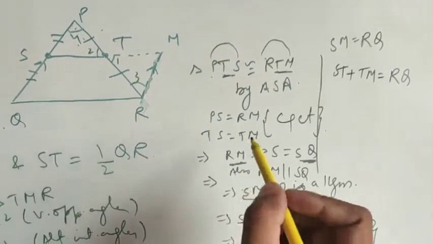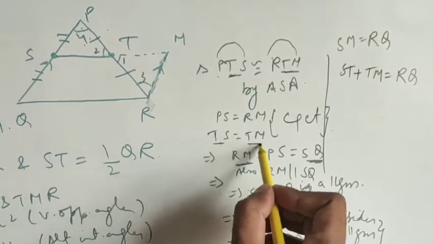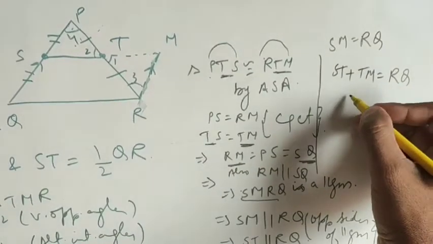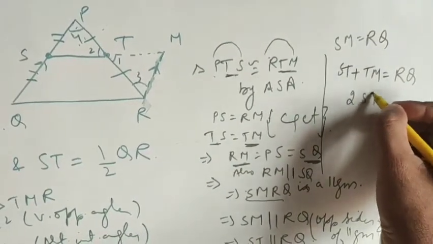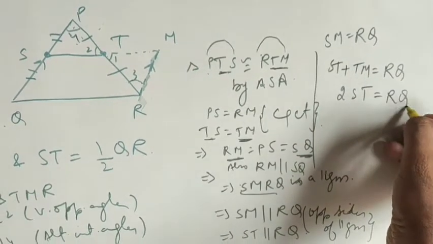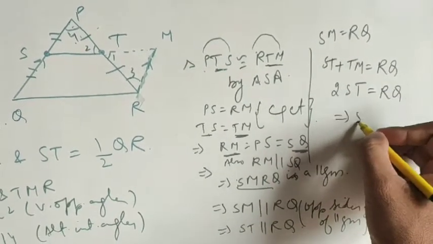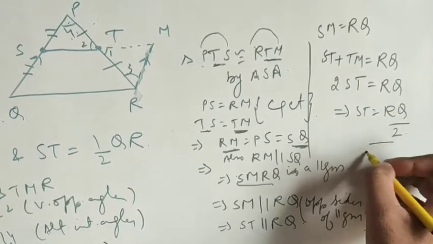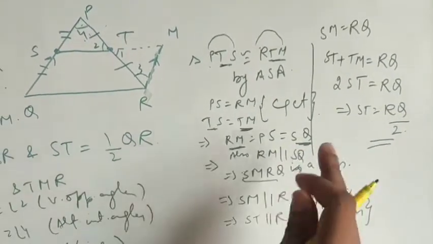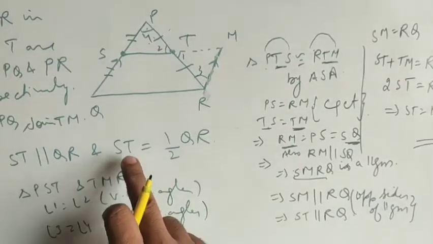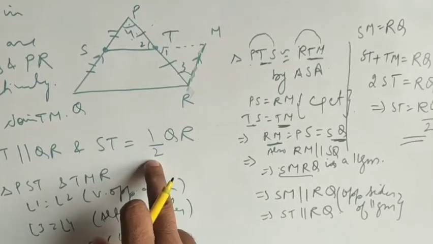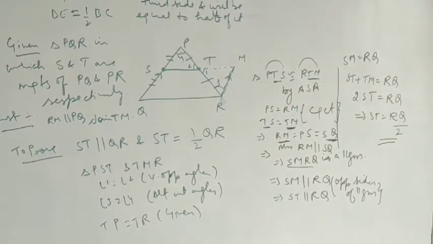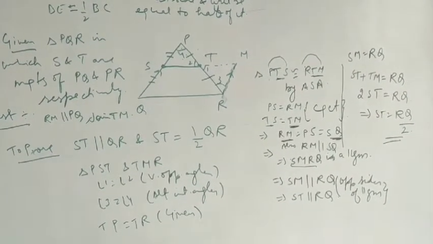Now we also know that TS and TM are equal. So it means twice ST is equal to RQ. So it implies ST will be RQ by 2. So this was the second part. What was the second part? That ST will be half of QR. So clearly we can see what we have done. We have done the proof of the midpoint theorem.